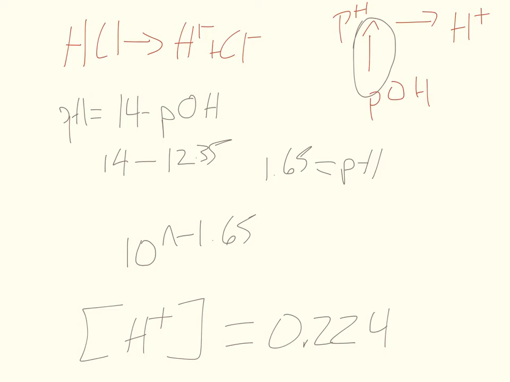0.224. How do I know that? Well, that is just following the chart. So I've just moved from pOH to pH to H+. This has to be the hydrogen ion concentration. With that in mind, let's move over to a new slide so we have some more space to work.